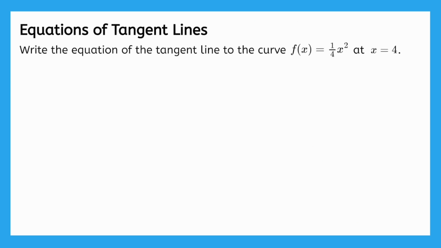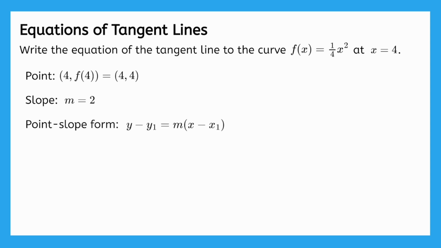Let's return to the pre-video activity and try writing the equation of the tangent line at that point. The point is (4, 4), and we've already found that the slope at that point is 2. That's actually all we need. Remember, one way to write the equation of a line is in point-slope form.